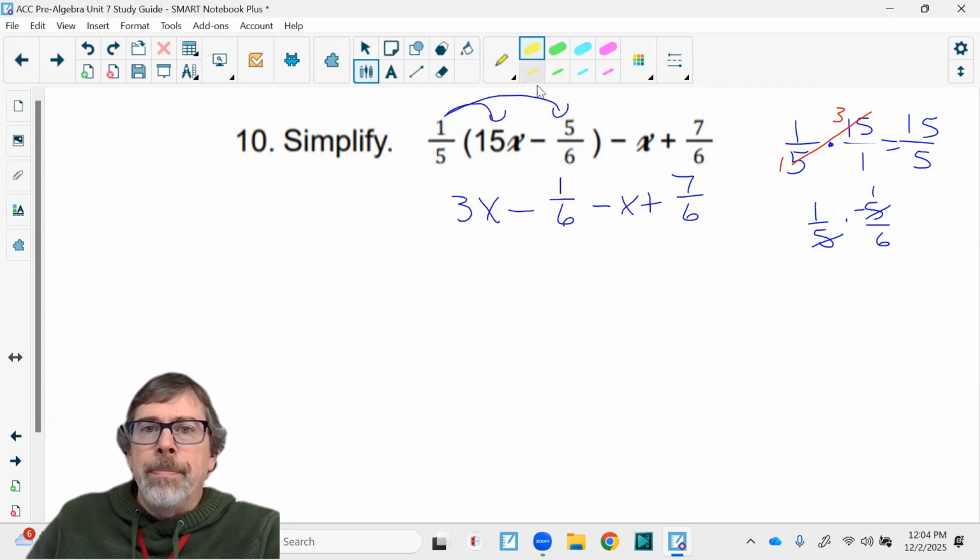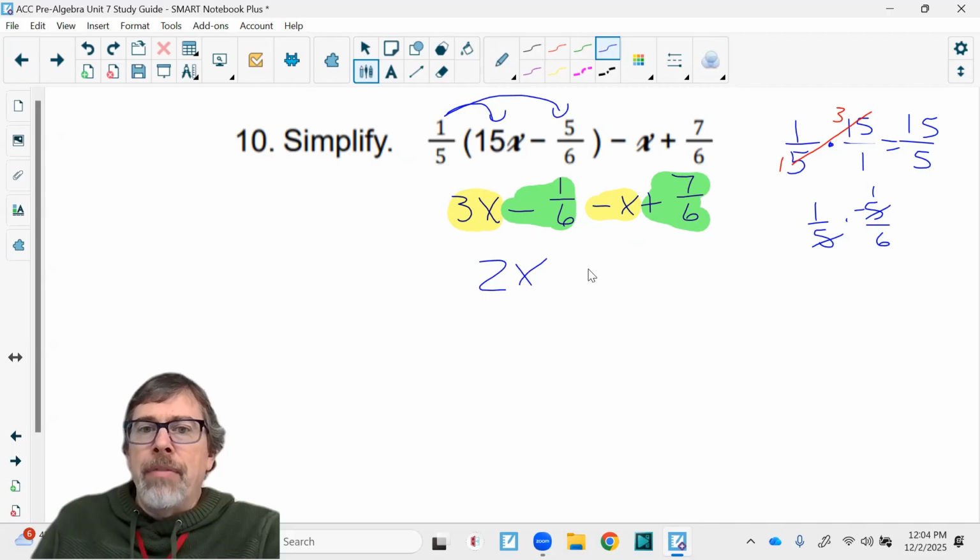Get my highlighter. Here's a variable and a coefficient. A variable and a coefficient of -1, a constant, and a constant. Okay, so I'm going to combine like terms. 3x minus x is 2x. -1/6 plus 7/6. Well, 7/6 minus 1/6 is 6 over 6, which is simply 1.